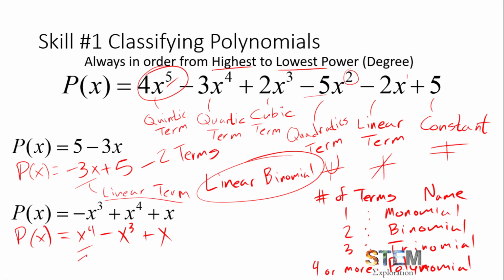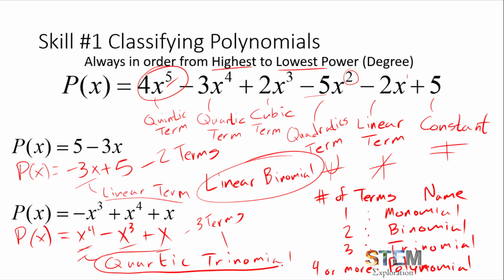And I can see here that x to the fourth is a quartic term. So that means that this function is a quartic function, and there are three terms. 1, 2, 3. So that means that this is a quartic trinomial. So the three terms dictates its name, and that is the basic idea of how to classify a polynomial.